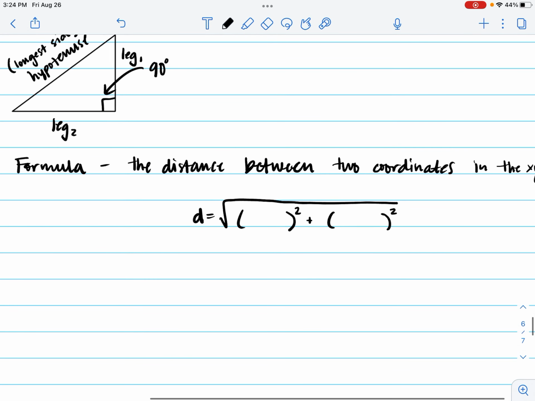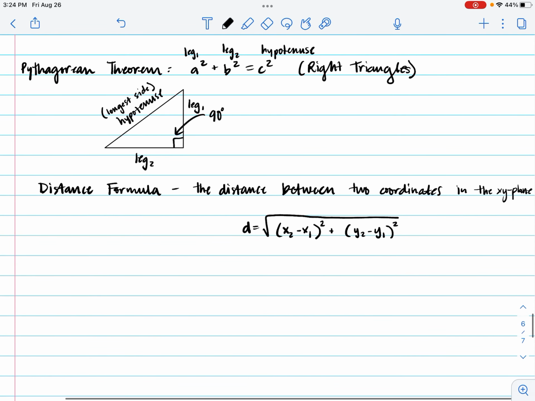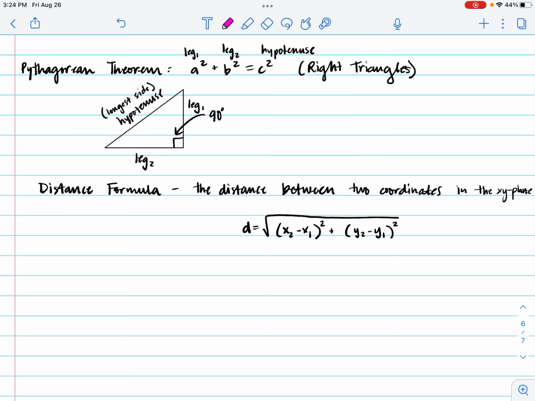Now, right away, let's not get into it. On the insides of both of these groups, we're going to put an x2 minus x1 and a y2 minus y1. Now, this is what I want you to realize. I'm going to put this in pink.